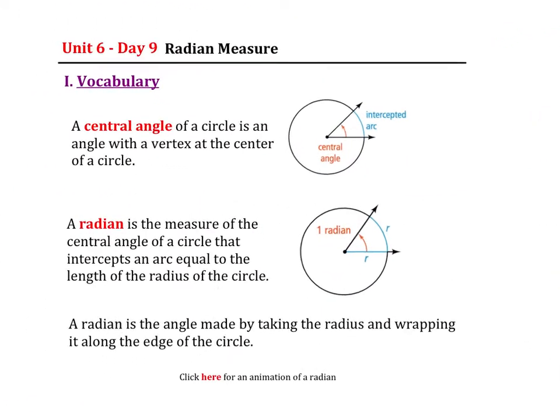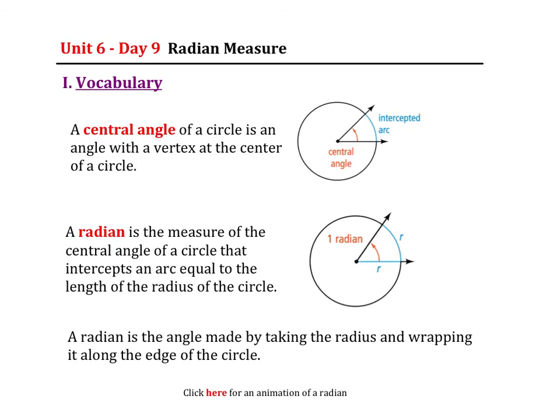And now let's get to vocab. First, a central angle for a circle is any sort of an angle in which the vertex is at the circle's center. The arc that this angle creates is called the intercepted arc.